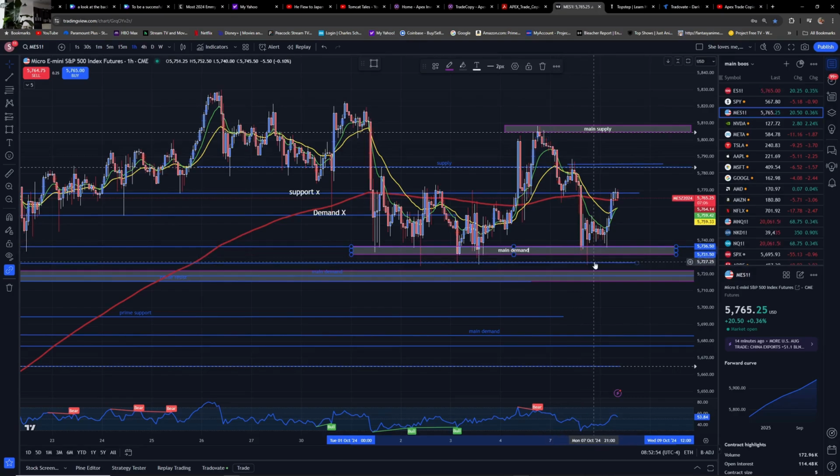Of course, we wicked through it several times down to 25. That's why we have this strong level of support right here, this bar that we're leaving behind. But you've got your main demand, you have your main supply, you have our range. We have the range that we're working within. Preferably, I like to work off of the top of my range to the bottom of my range.